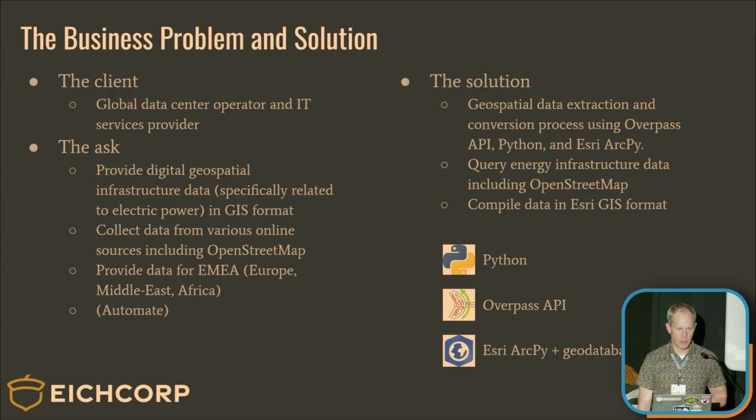So here's the business problem, and the solution. The client, and this is a real example, is a global data center operator. They provide IT services, and they're interested in all sorts of information about infrastructure. So they wanted access to geospatial data specifically related to power, and they also wanted it in GIS format, Geographic Information Systems format, for downstream consumption, analysis, mapping, etc. And they wanted this data for a pretty large geographic footprint. They operate in Europe, Middle East, and Africa, so that was the extent of the data they're interested in.